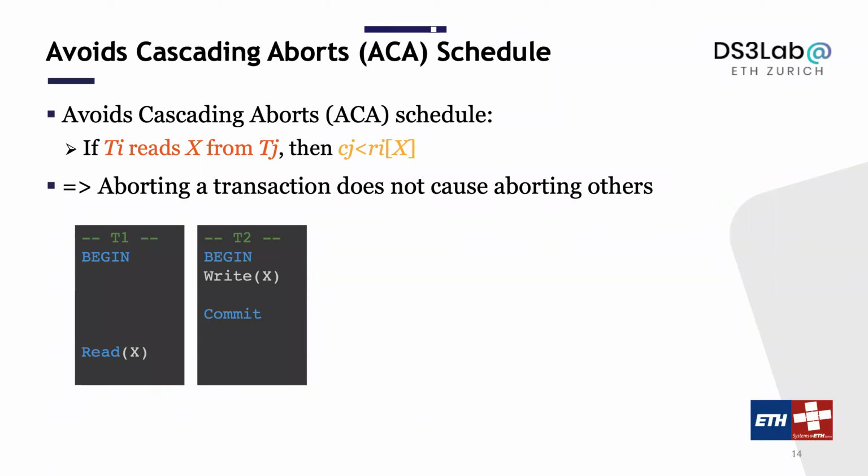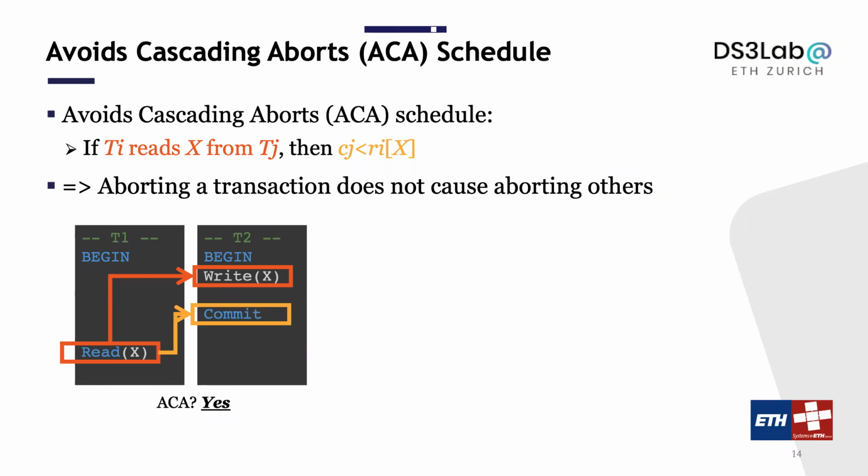So let's see why that could be a problem if a schedule is not in ACA. This is one example of a schedule that's in ACA. Here I have T1 read from T2, and I also have T2 commit before this read. If you always have this type of structure, then this schedule will be in ACA.